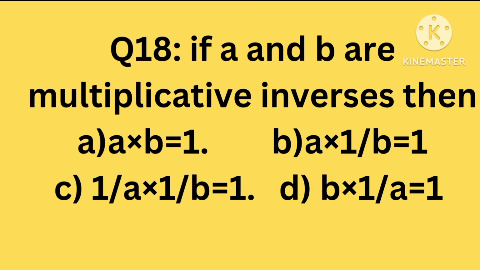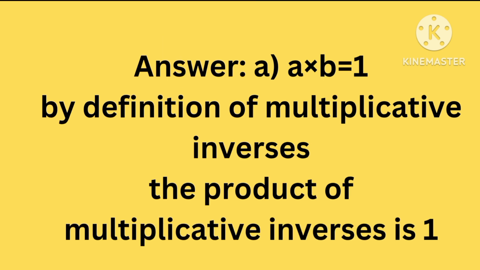18. If A and B are multiplicative inverses, then A multiplied by B is equal to 1, A multiplied by 1 over B is equal to 1, 1 by A multiplied by 1 over B is equal to 1, B multiplied by 1 over A is equal to 1. Whenever A and B are multiplicative inverses, then by definition of multiplicative inverses, the product of multiplicative inverses is always 1. So it means that A multiplied by B is equal to 1.